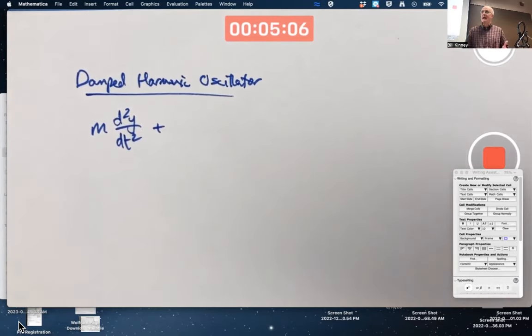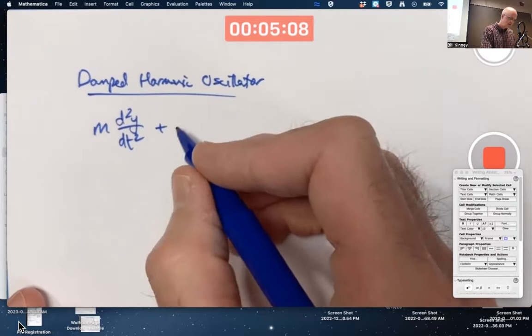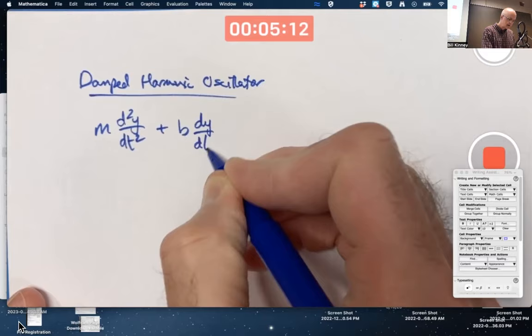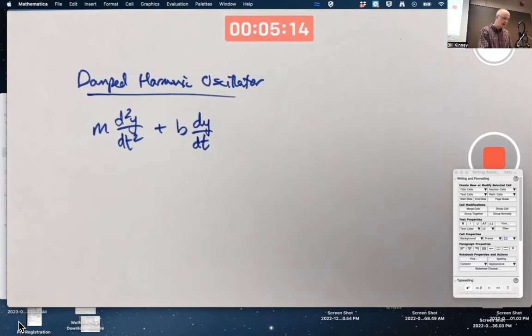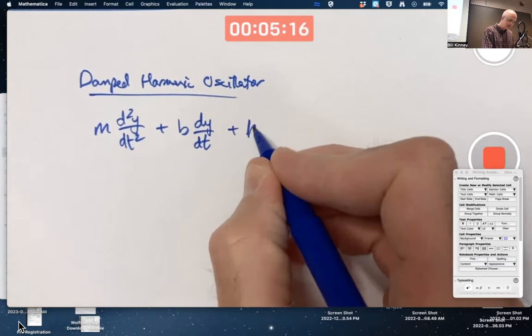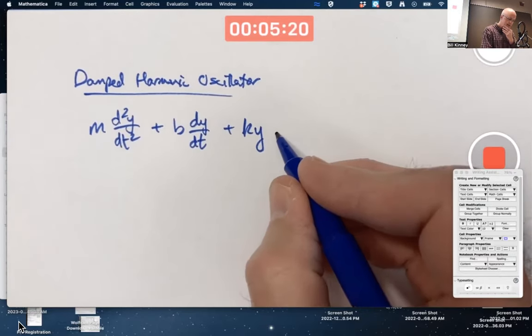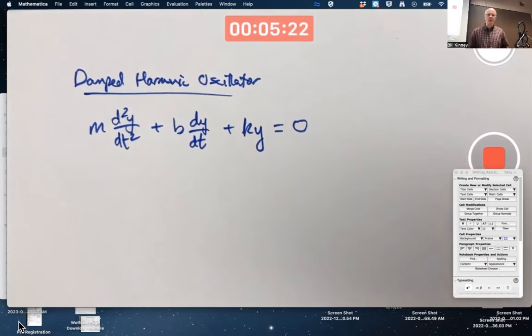the damping coefficient that gets multiplied by the velocity, and the spring constant that gets multiplied by the position. That's a second order linear differential equation modeling a mass on a spring.